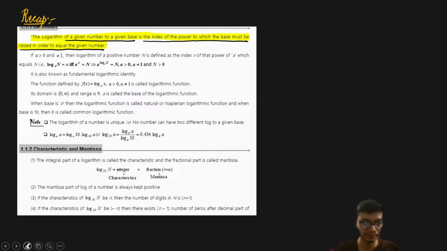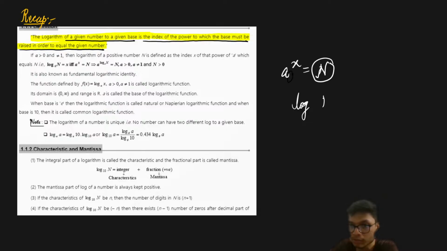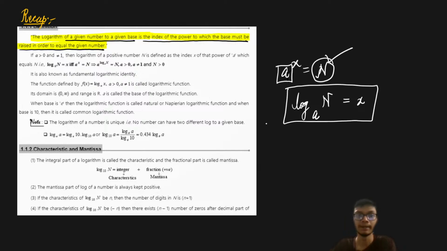If I have a number such that a to the power x is given as n, so n is a number, now if I take the log of this number n to the base a, then I am going to get the log as x. So it is the index or the power of the base that I should raise it to in order to get the number n. That is what is defined as a logarithm.